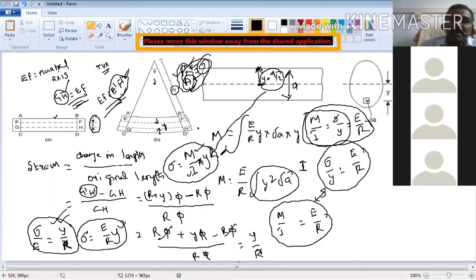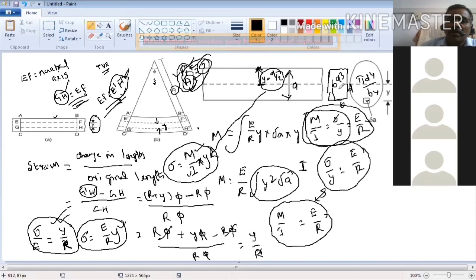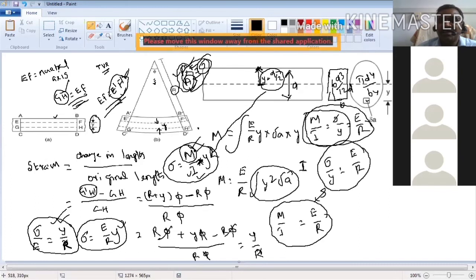What is I? If you know the cross section, rectangular or circular, whatever it might be. If it is circular, what is the value of I? Pi D power 4 by 64. If it is a rectangular cross section, I is B D cubed by 12. The M value you have to find. So the important things here are how to find the value of M and how to find the value of I. These two are important.